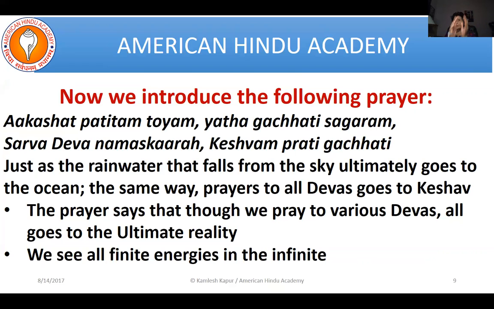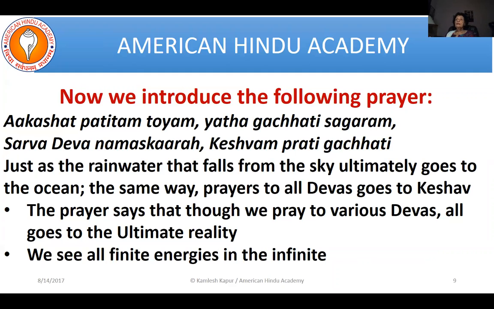From the sky, the water falls, and ultimately it goes to the ocean. The same way, the prayers that we offer to devas eventually go to Keshav. And sometimes we use the word Keshav for Brahm. Many people do that. So different words, different names can eventually be given to the same reality.